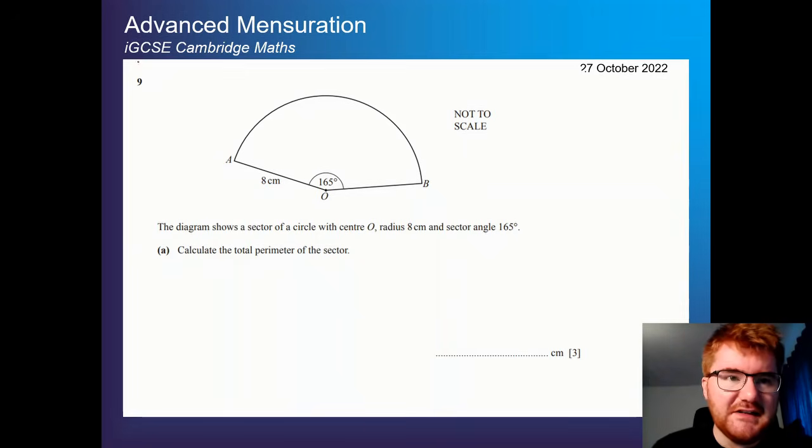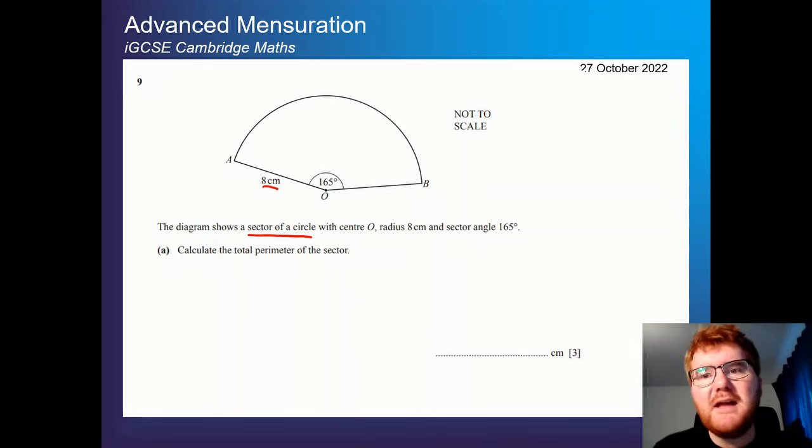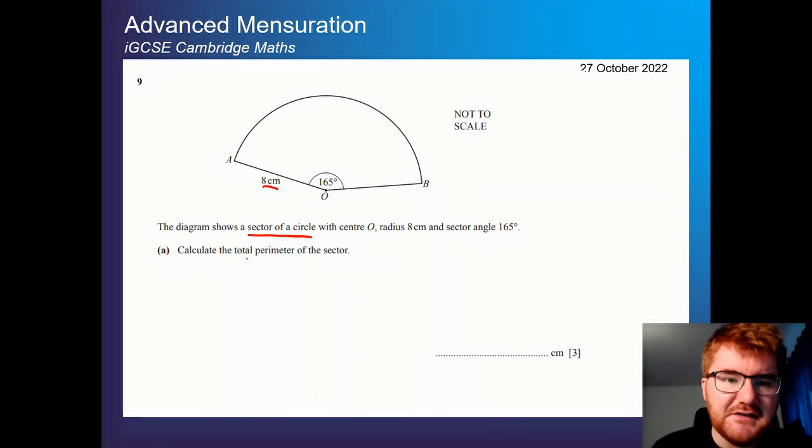Right, let's get started. So question 9 is here, and we have a sector of a circle which is given for us. We're told the radius is 8 and the sector angle is 165 degrees. And generally in a paper 4 question, they will start off with some of the slightly easier questions here. And the first thing to do is work out the total perimeter of the sector.